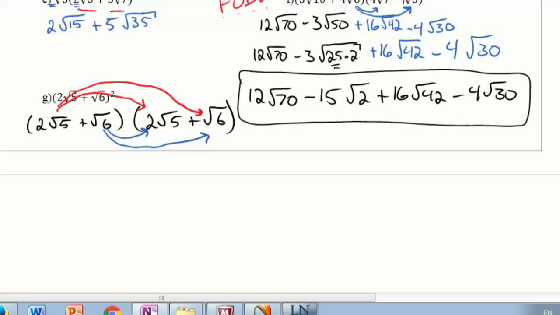The first one here, 2 root 5 times 2 root 5 is going to give me 4, and the root 5s together are going to give me root 25. So that's my first. My outside is going to be a 2 times a 1, which is going to give me 2, and then root 5 from here, and the root 6 from here, together gives me root 30.